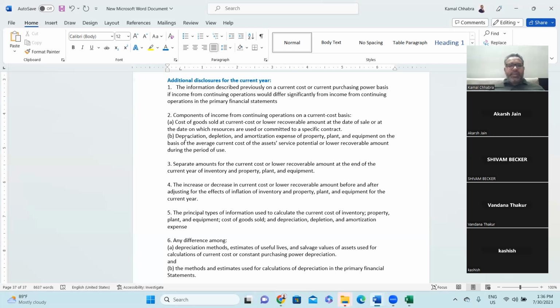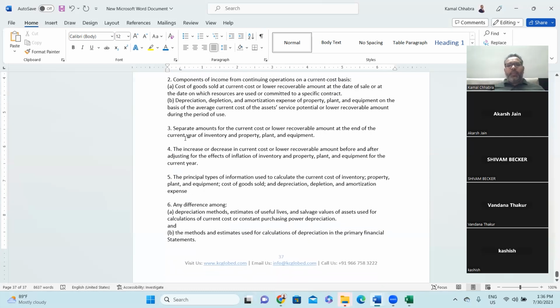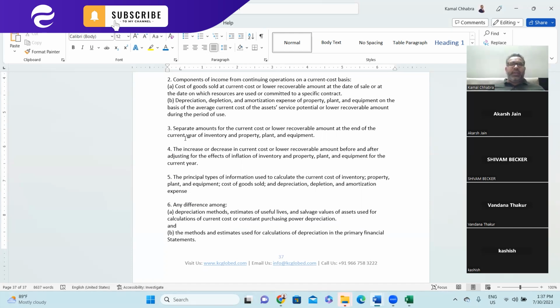Yes. Second is components of income from continuing operation on a current cost basis, which includes cost of goods sold at current cost or lower recoverable amount at the date of the sale or at the date on which resources are used or committed to a specific contract. So cost of goods sold and inventory go hand in hand. What it's saying is that the inventory or cost of goods sold which you are planning to sell needs to be disclosed at the cost or NRV, whichever is lower.